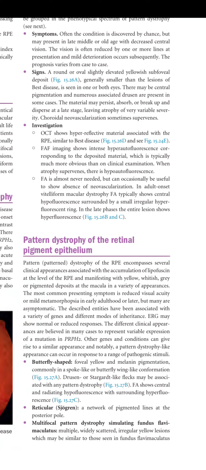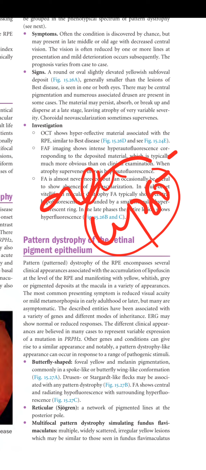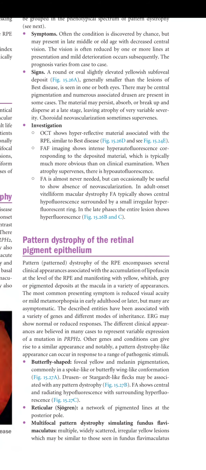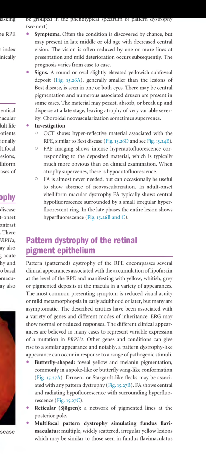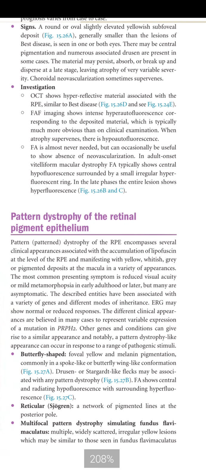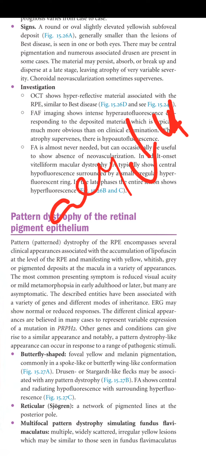So basically, there is an accumulation of lipofuscin at the level of the RPE, and the most common presenting symptoms are reduced visual acuity or mild metamorphopsia in early adulthood or later, but many are asymptomatic. So some patients are asymptomatic, some have reduced visual acuity, and there is going to be distortion of image in early adulthood. The described entities have been associated with a variety of genes and different modes of inheritance. ERG may show normal or reduced responses. So ERG can be normal or show reduced responses.